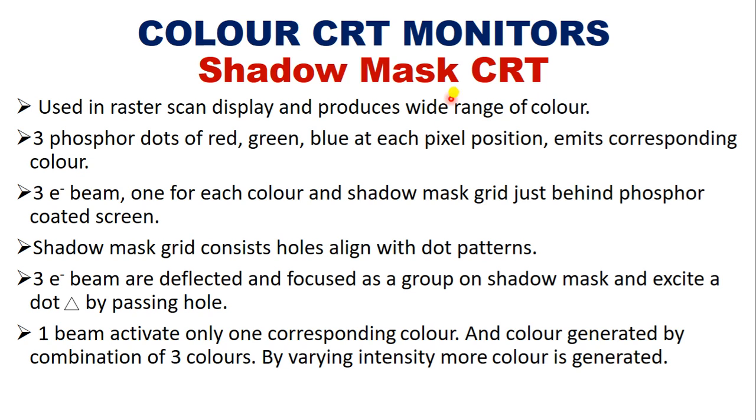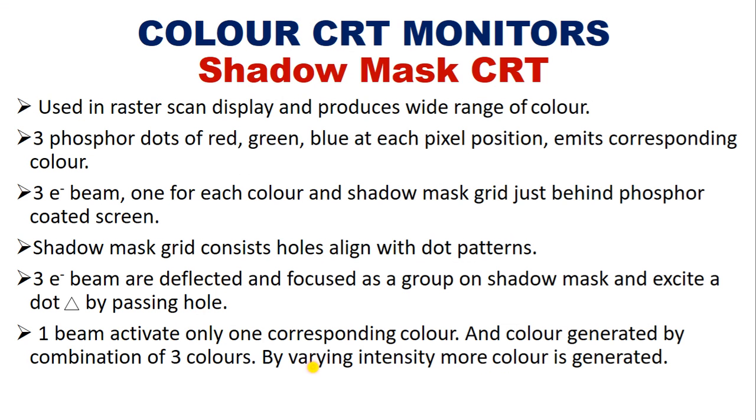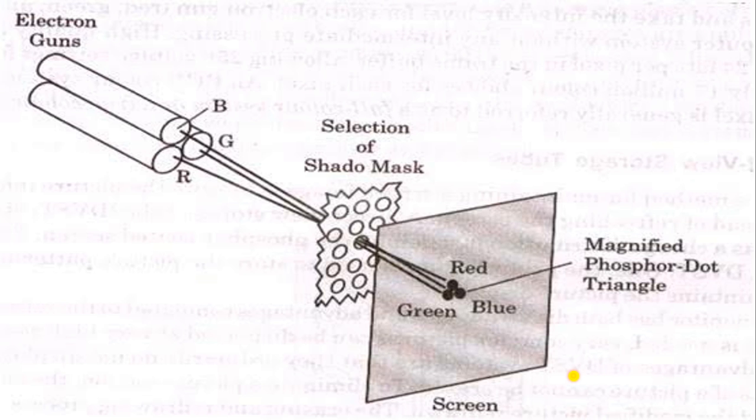Whereas in the beam penetration we can generate only one color or four colors maximum. But in the shadow mask technique, we can generate 16.7 million colors by varying the range. We have studied this by varying the intensity. Intensity means we can give the range of the colors up or down, increase or decrease, and according to that the color will be generated.